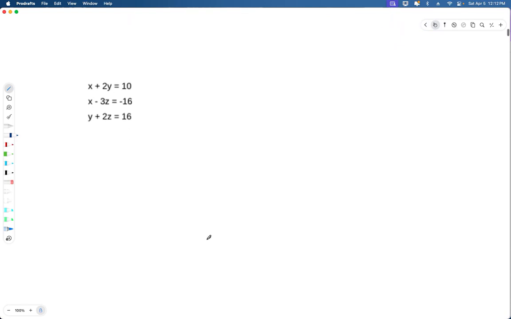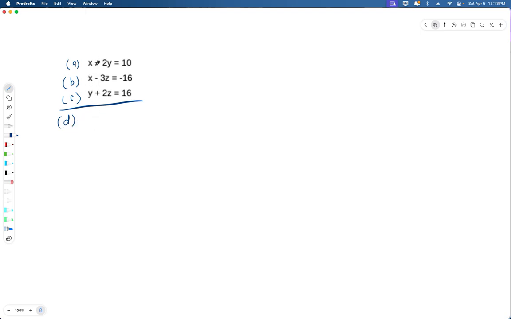All right, next problem. So we've got x plus 2y, x minus 3z, y plus 2z. When you have a situation like this where you don't have anything in common between them, you can create a third equation, or a fourth equation. We have 3 equations. So this is A, this is B, this is C, and I'm going to make D.